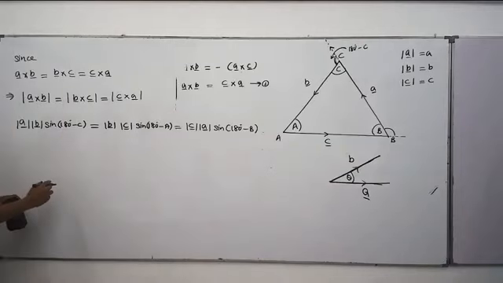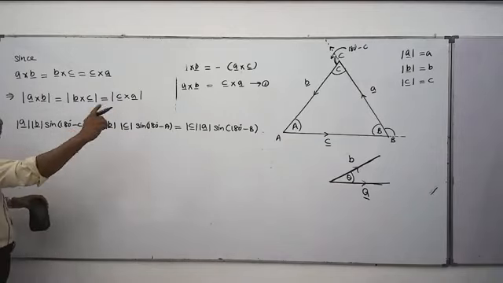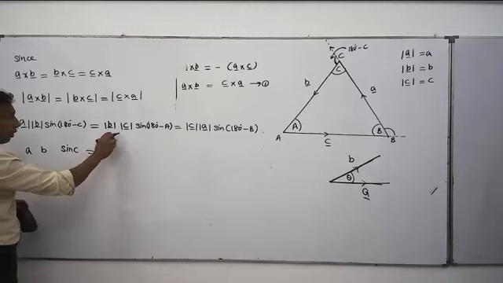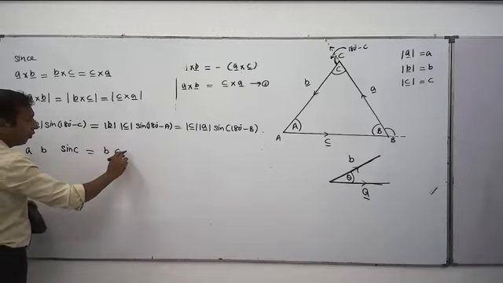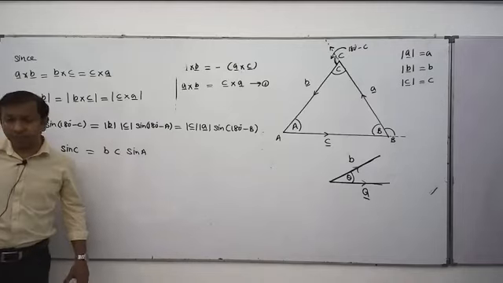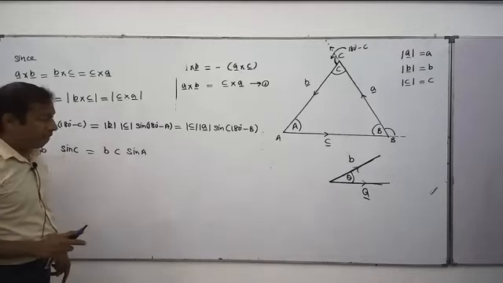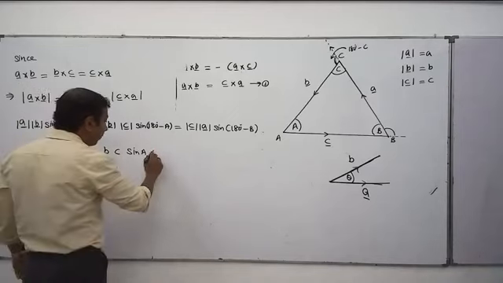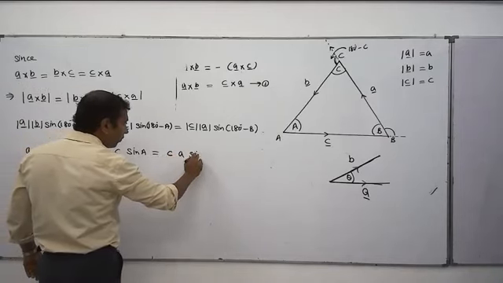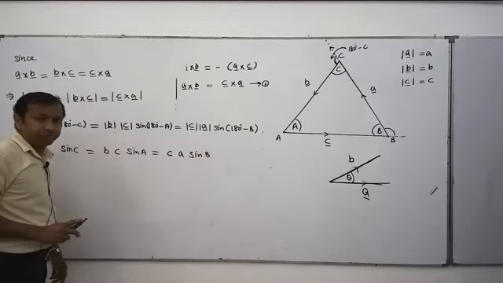Sine 180 minus C means what, people? Sine C. Mod A given as simple A, mod B given as simple B. Then AB sine C here. Here, BC sine 180 minus A means, we learned in trigonometry, sine 180 minus theta is sine theta. And here what do you get? CA sine 180 minus B is sine B. Right.